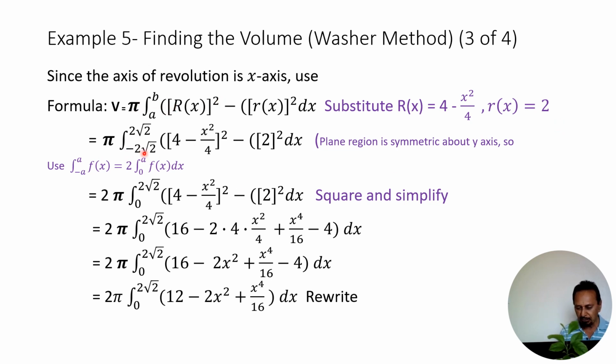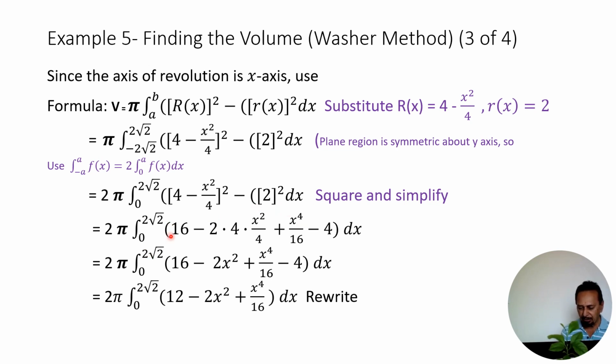So we substitute here, and a is negative 2 times square root of 2, and b was 2 times square root of 2. Okay, now it looks like the region was symmetrical about the y-axis, and then from Calculus 1 we can apply this formula: the integral from negative a to positive a of f of x dx is equal to 2 times the integral from 0 to a of f of x dx. So you can rewrite this and double it, put a 0 here and keep the 2 square root of 2, and 4 minus x squared over 4 squared minus 2 squared dx.